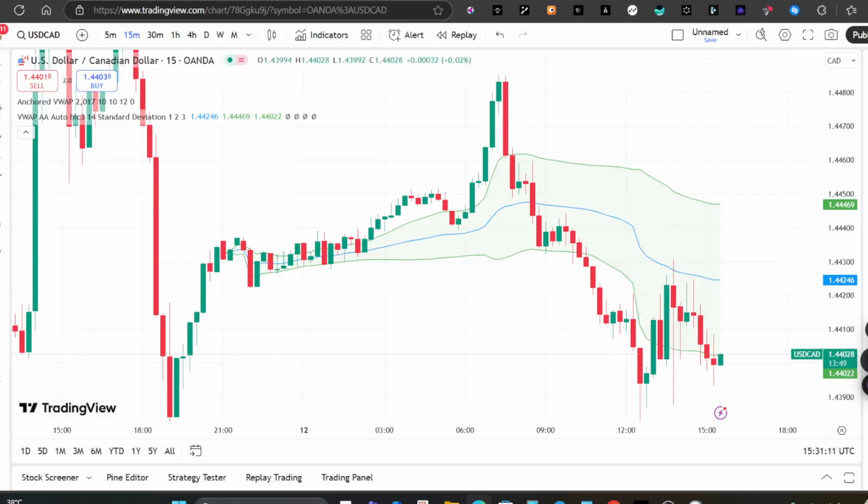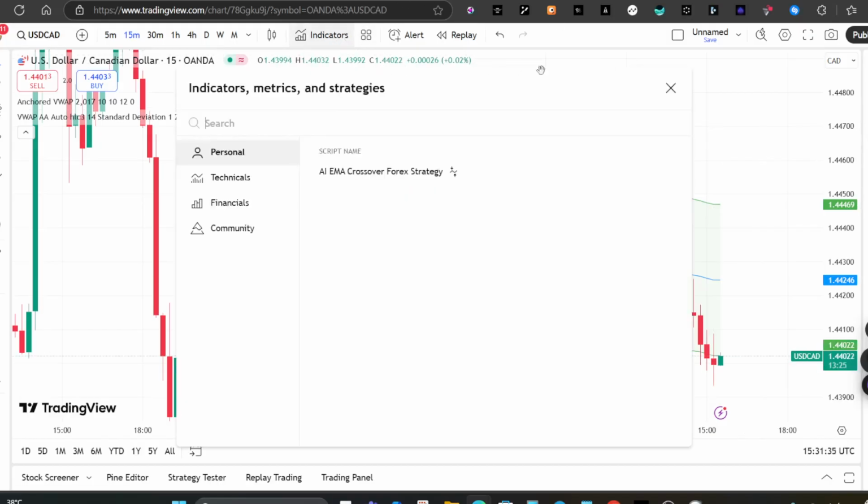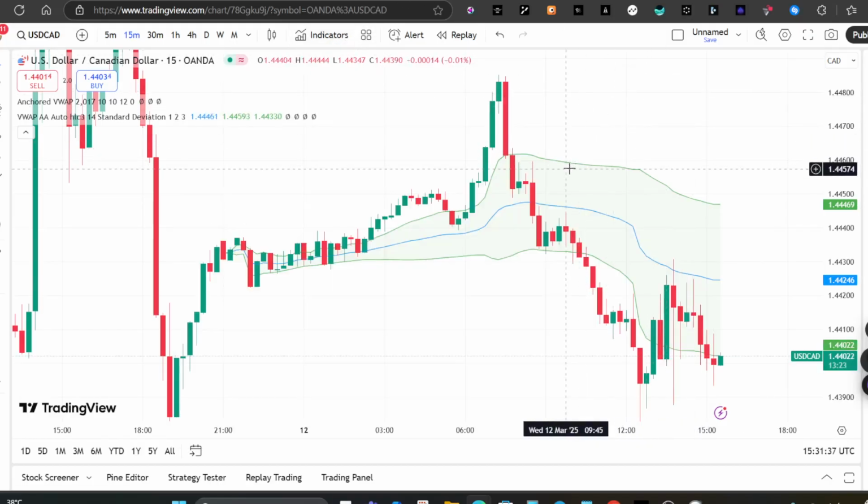Now that you understand the power of anchored VWAP, let us go step by step on how to set it up in TradingView and use it for swing trading. All right, you have to open your TradingView and go to your preferred asset, whether it's a forex asset, a stock, or a crypto asset. Click on indicators and you search for the anchored VWAP. All right, and select it.